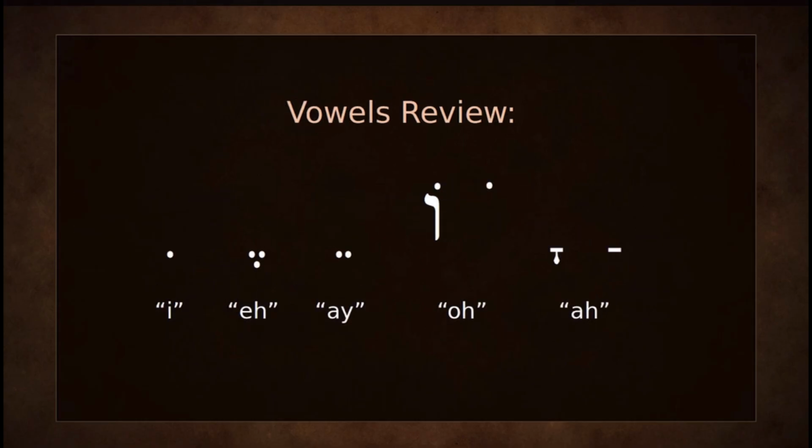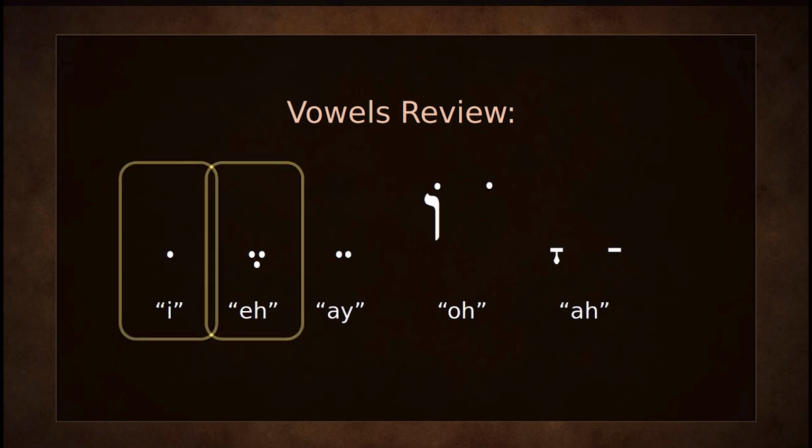Here are all the vowels we've learned, starting from the right. The kamatz and patach make the sound a. The cholam has two forms, and both make the sound o. The tzera makes the sound a. The segol makes the sound eh. And the chirik makes the sound I.